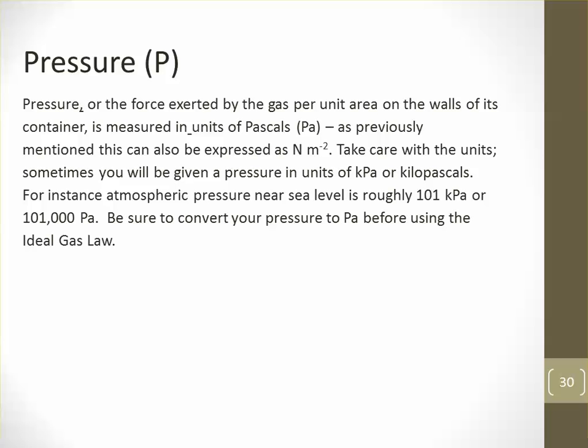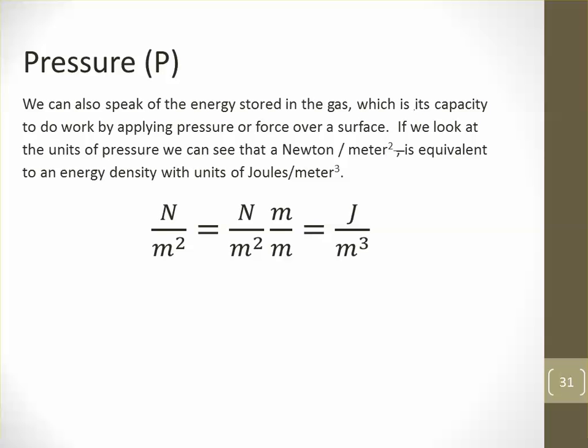Take care with the units. Sometimes you'll be given pressures in units of kilopascals, and you'll need to convert that to pascals. Remember, 1 atmosphere is 101,000 pascals. Make sure you convert that to pascals or newtons per meter squared before using the ideal gas law.